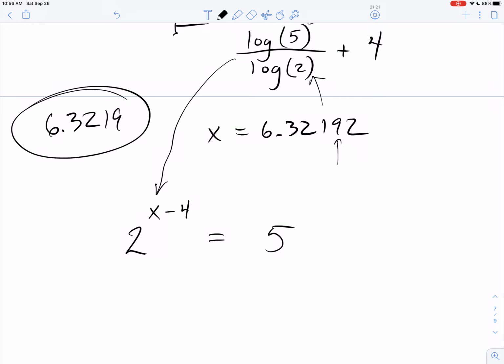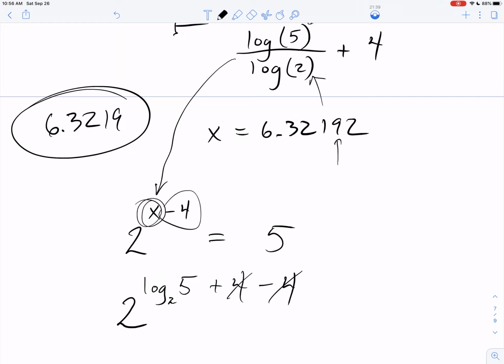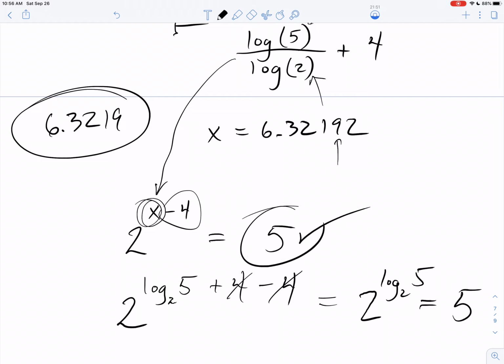So if I want to just write it out, it would be 2 to the power of log base 2 of 5 plus 4. That would be this part, minus 4. That would be this part. These would cancel. I would end up with 2 to the power of log base 2 of 5, which is indeed 5. Bam, they match. That's doing it without punching in the long super decimal that we found. Once again, answer key. So you can look and check all your answers.